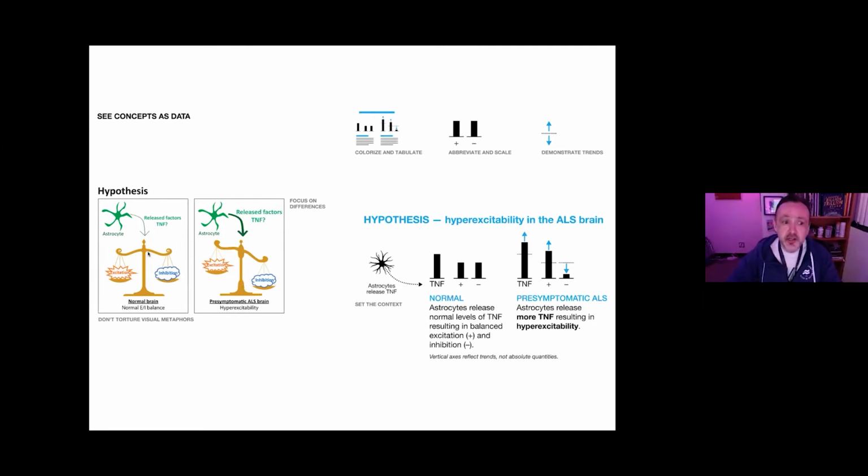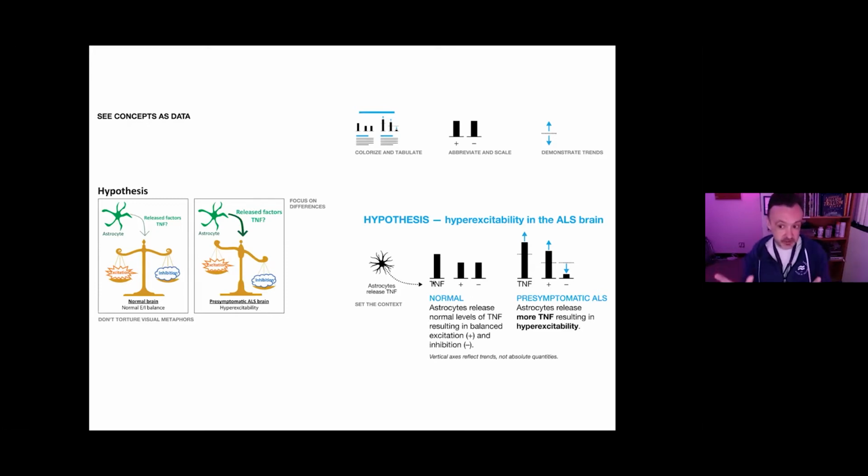And there's so much going on in this graphic. Now it's very simple and you get it right away. And the rest of the stuff, you just like basically put your blinds on, you don't see it. But instead, how about you colorize and you tabulate, you abbreviate and scale, and then you demonstrate trend. You set the context, here's an astrocyte, TNF, excitation, inhibition, normal, it's in balance. Okay. Pre-asymptomatic ALS, TNF goes up, excitation goes up, inhibition goes down. That's it. Right? So this is data.